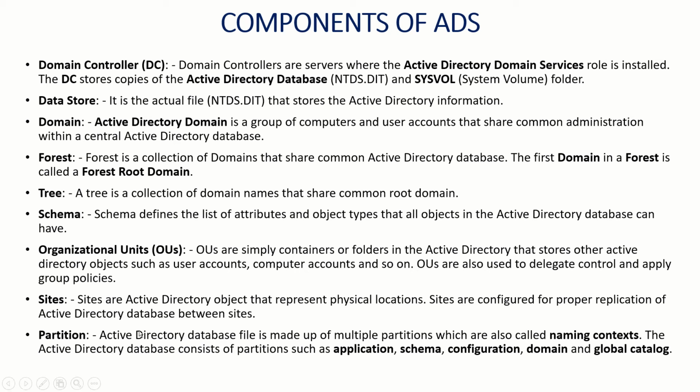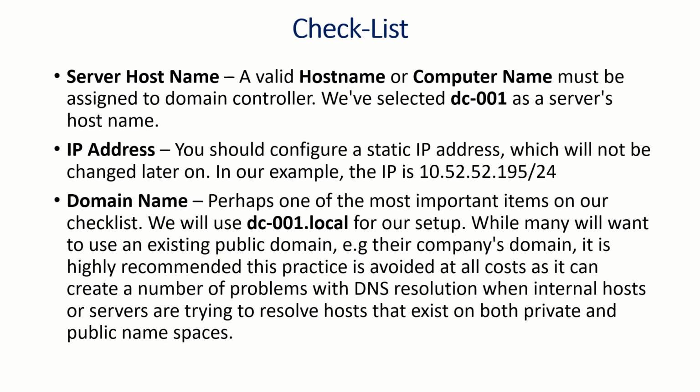Then there are organizational units, which are simple containers or folders in the Active Directory. Then there are sites. A site is an object that represents physical locations. Sites are configured for proper replication of the Active Directory database between other sites. Then there is the partition. It's a file made up of multiple partitions, which is called the naming context. So the Active Directory database consists of partitions such as application, schema, configuration, domain, and then the global catalog.